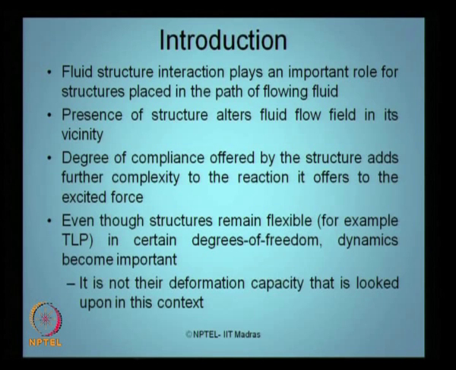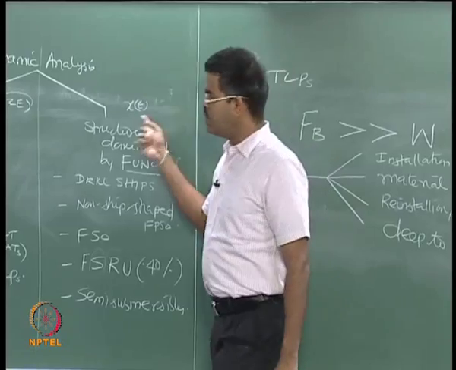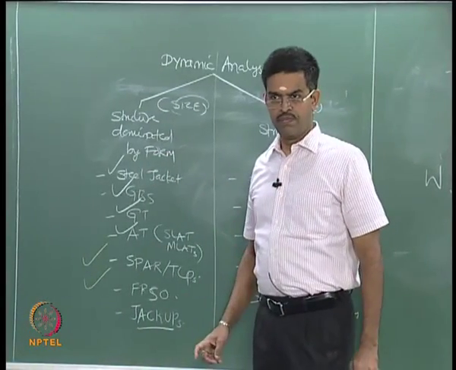So even though structures remain flexible, for example a TLP, as the members move when the force is acting on the member, the structure is considered flexible in certain degrees of freedom, because it has 6 degrees of freedom, whereas all 6 degrees are not compliant, only a few. For example, surge, sway and yaw motions are compliant, whereas heave, roll and pitch motions are not compliant, they are stiff degrees of freedom. So in a few degrees of freedom it is compliant, however even in the stiff degrees dynamics becomes important, because in compliant degrees response will become important, in stiff degrees forces will become important, okay.